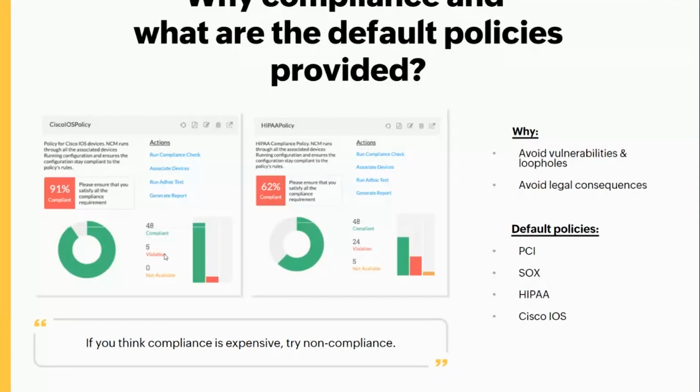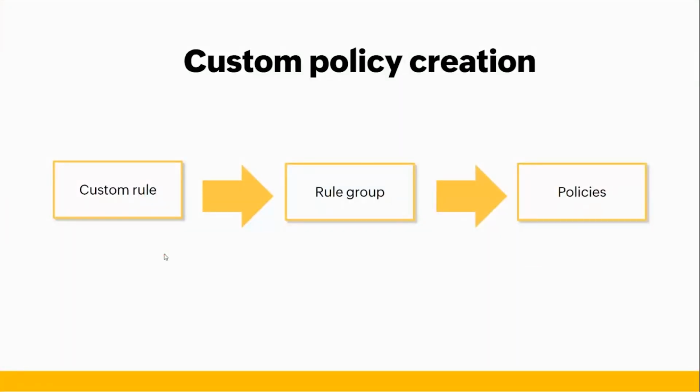In NCM, we have some default policies to check the compliance of your network devices. By default, we have the Cisco IOS policy, the HIPAA policy, the SOX policy, followed by the PCI policy. For creating a customized compliance policy, you have to create custom rules first, and then group those compliance rules, and those rule groups are associated to the policies.